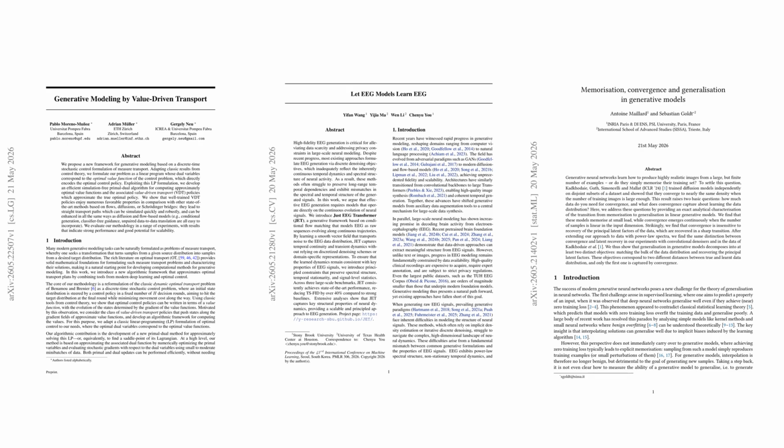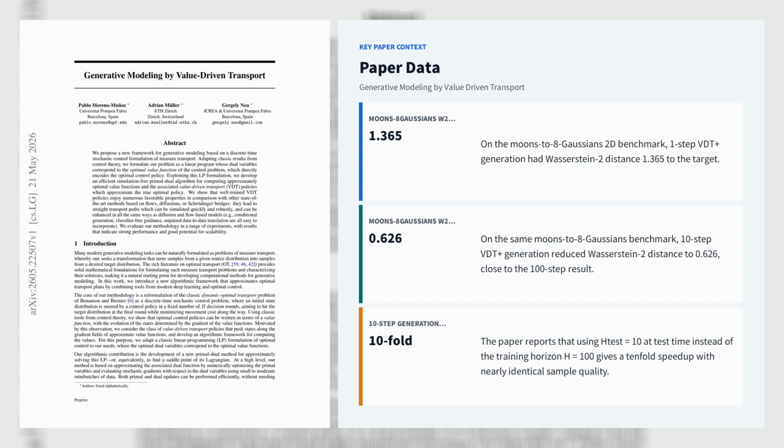One reframes sampling as value-driven transport, another teaches transformers to generate clinical EEG with remarkable realism, and a third reveals when models memorize, converge, and truly learn latent structure. Together, they paint a vivid picture of where generative modeling is headed next. Let's explore the first paper, Generative Modeling by Value-Driven Transport.